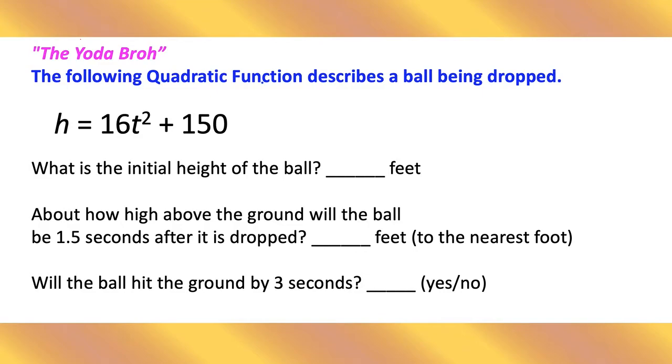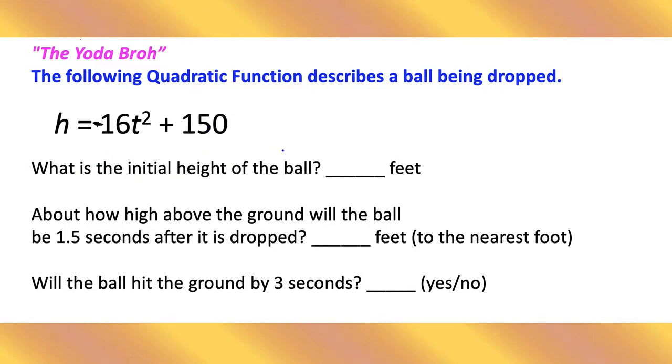The following quadratic function describes a ball being dropped. Here we go. H equals 16t. Uh-oh, typo. There should be a negative in here. It should be negative 16t. I might have to fix that one. I'm pretty sure that's right in Schoology, but I typed it wrong when I did the answers. I'm so sorry. Anyway, negative 16t squared plus 150.